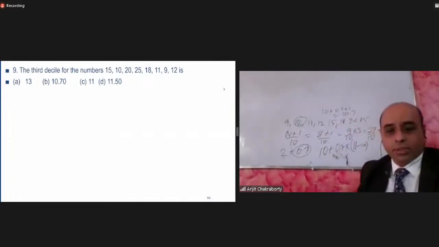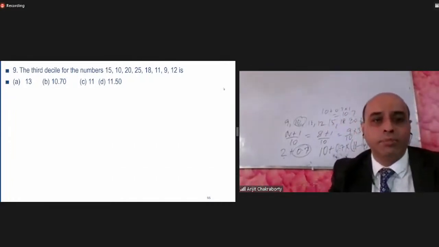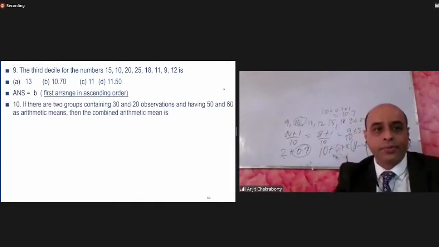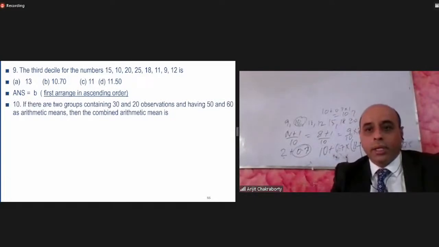So you can see the option given here, B. Option B is the right one. So we have to arrange in ascending order. Please note. Okay, now the last few questions.